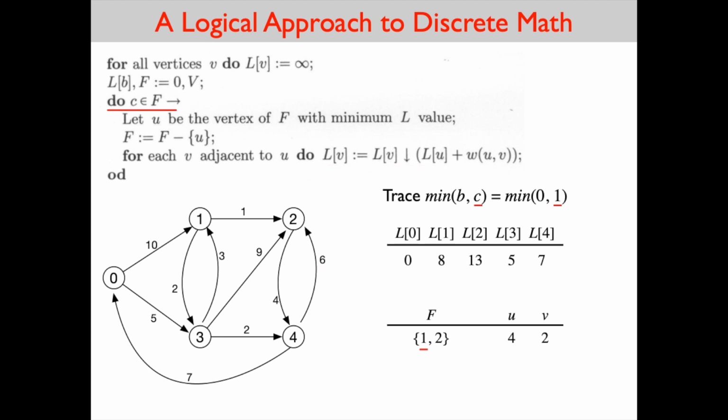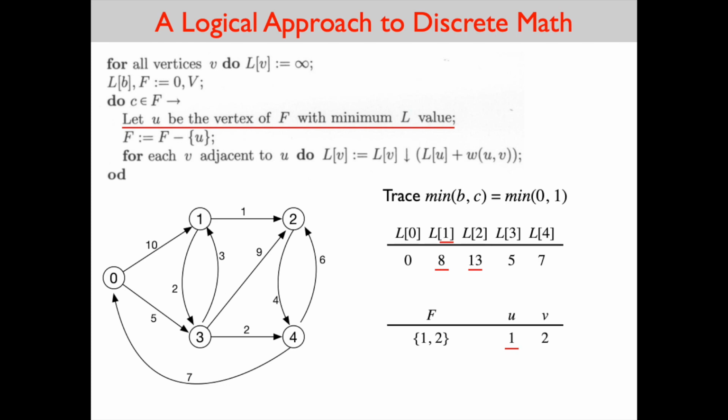And so now we have terminated our for loop, and we go back to the top of the outer do loop again. C is 1. 1 is still in F. We have to keep on trucking. So we let u be the vertex v with minimum L value. So what values do we look at? We look at the 8 and the 13. 8 is less than 13. L sub 1 is the 8, and therefore u is 1. So now we are going to go to vertex 1 and investigate all of the nodes that are adjacent to vertex 1.